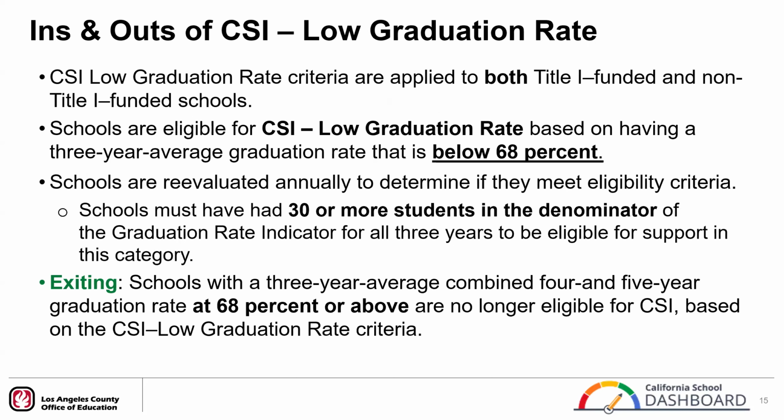So let's talk about the different categories and how you get in and out of them. CSI, low graduation rate being the first. As I mentioned, this is hierarchical. So the first thing they do when they're determining school eligibility is they look at low graduation rate. So of course you have to have grades 9 through 12 represented in your school to be identified. This is a category that's applied to both Title I and non-Title I funded schools. And it's based on a 3-year average that's below 68%.